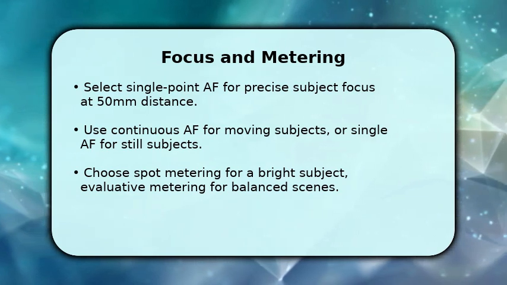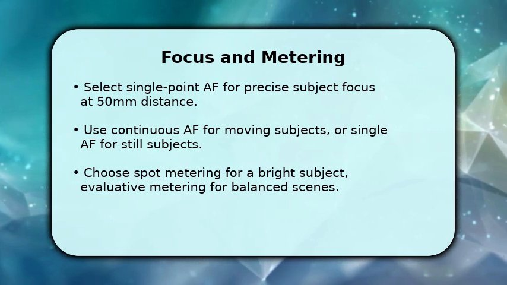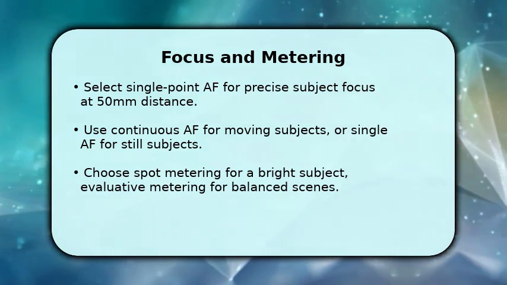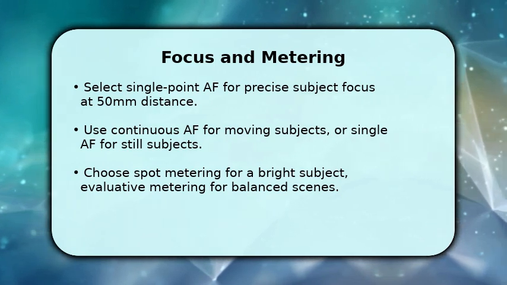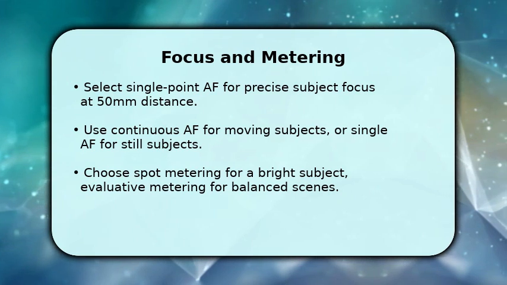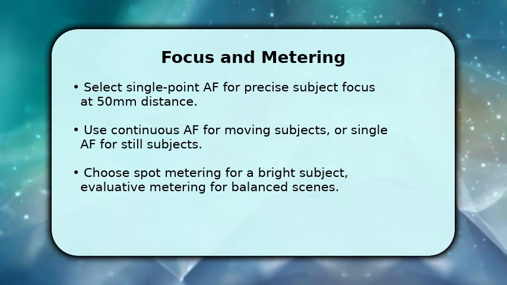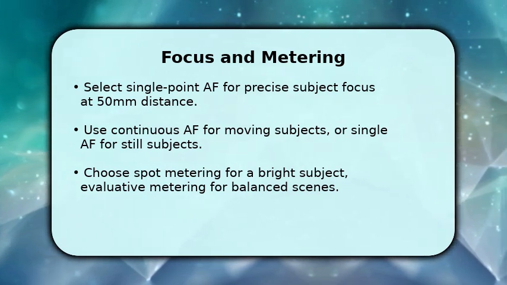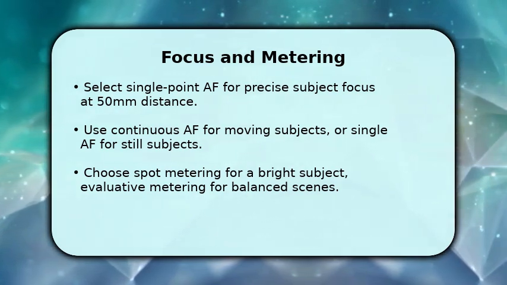Switch to spot metering when the subject is much brighter than the background. Use evaluative metering for generally balanced scenes that need average exposure. Engage back button focus if you prefer separate focus and shutter controls. Check focus confirmation and zoom in on the LCD to verify sharpness after capture.